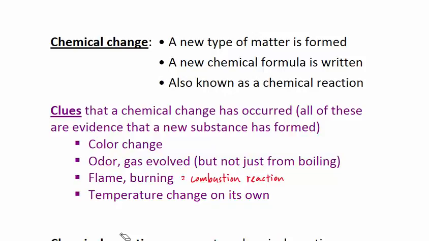So I think that's what I have to show you. You guys have any questions? If you were given a description of a process, do you think you could tell if it was a chemical change or a physical change, just based on clues? Yeah, I think you could. All right.